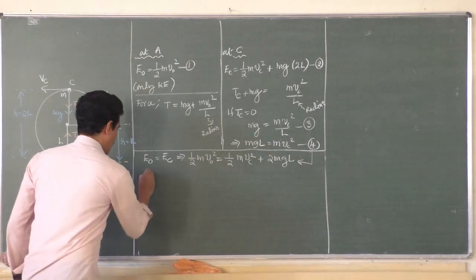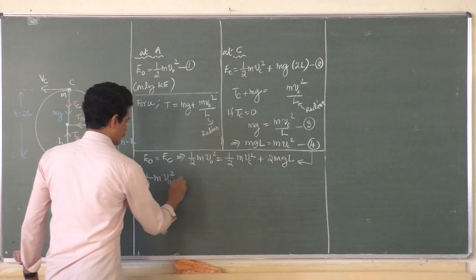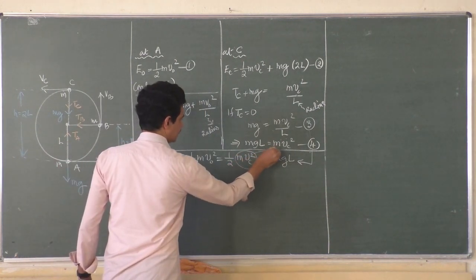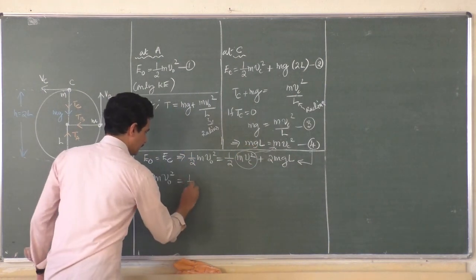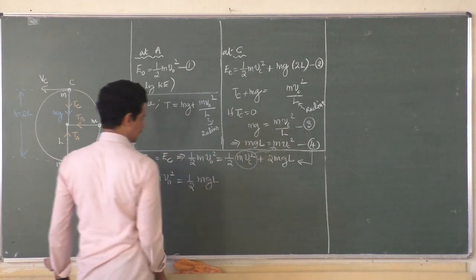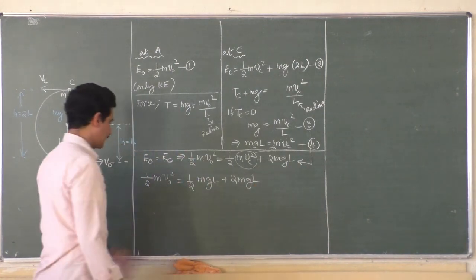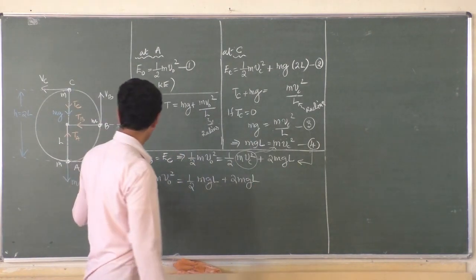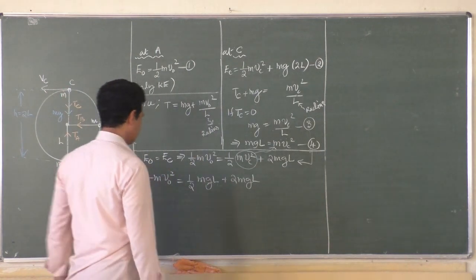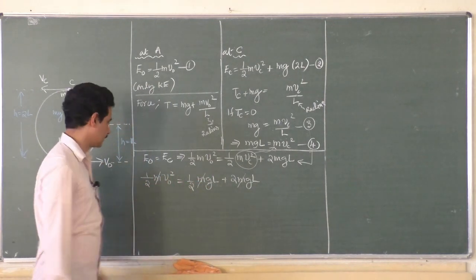So what will you get? Half mv naught square, we will use this equation now, is equal to half mvc square. Now can I use mvc square is nothing but mgl. So half mgl, right? mvc square is replaced as mgl, plus 2 mgl as it is. Let us try to express the velocity at O so that the tension becomes 0 here. We have to express V naught in terms of L. Now you can take m outside as common and cancel. M and L can be cancelled. So what will remain now?